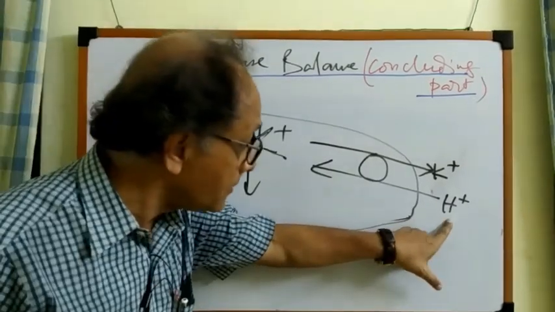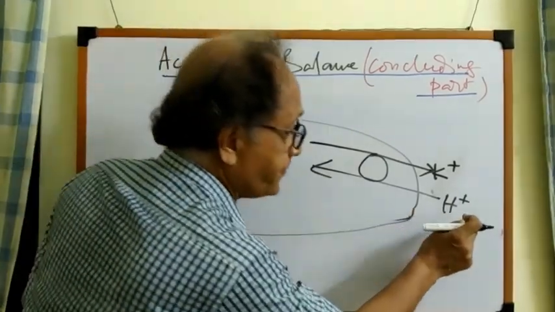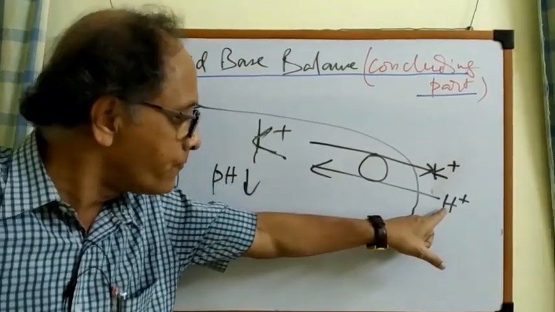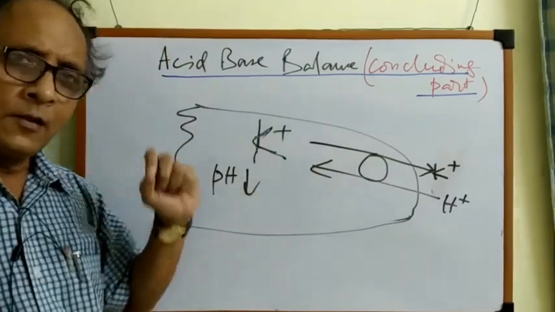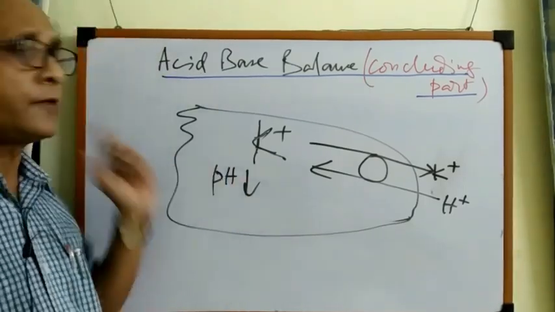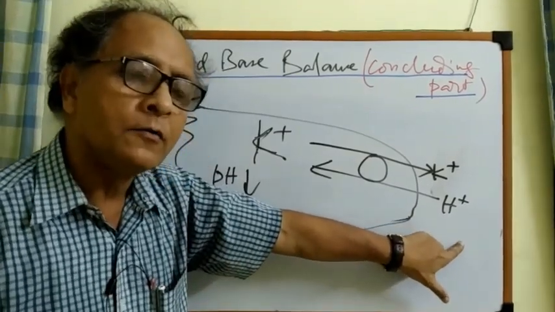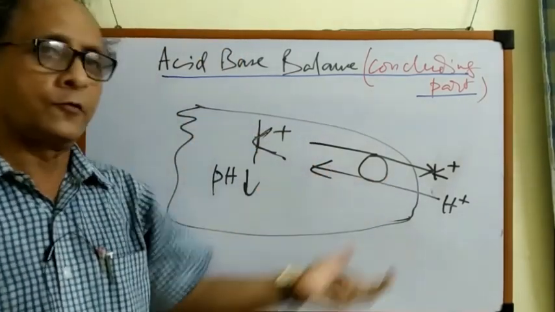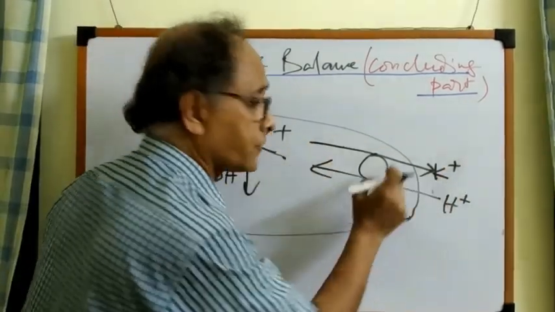So in case of hypokalemia, what happens? Although the intracellular pH is reduced, the pH of the plasma becomes a bit alkaline, because there is movement of hydrogen ion out of the plasma into the cell. So in case of hypokalemia, although the intracellular H+ ion concentration is increased, the pH of the plasma will be slightly alkaline. The opposite is true in case of hyperkalemia. So when there is hyperkalemia, the movement of the potassium out of the cell will be less.